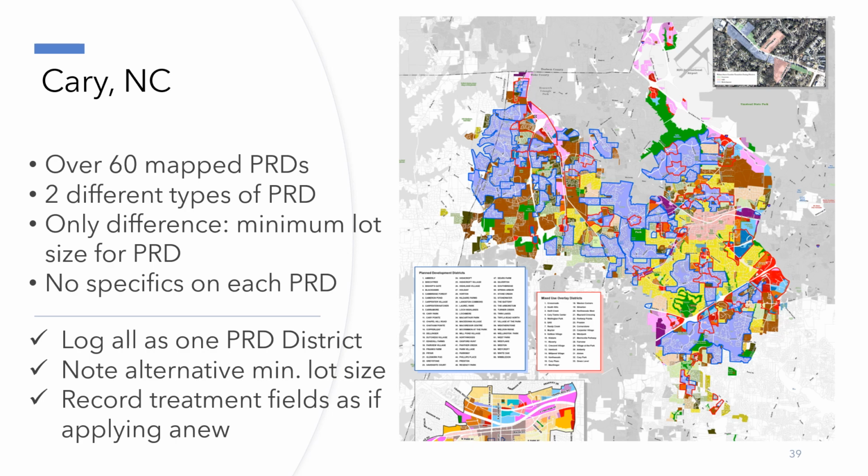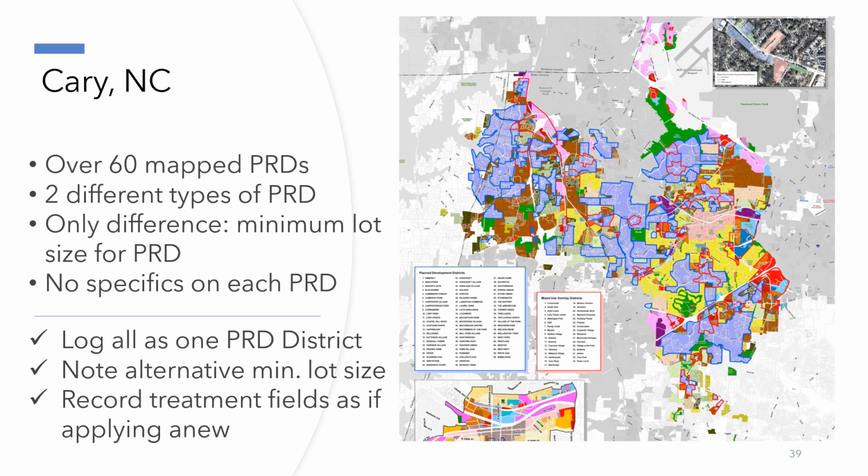This is one of my favorite zoning maps that I've seen so far. Here in Cary, North Carolina, you see these big blue areas either outlined in blue or in red, and they are all PRDs. There are over 60 that are mapped. They are each named separately on the map. That's what those two boxes in the map indicate as all their names. And there are two different categories of PRDs. That's why some are outlined in blue and some in red. The only difference between the two categories is the minimum lot size. And there are no specific design regulations, setbacks, heights, or anything like that for the PRDs. It's all decided through site plan review.